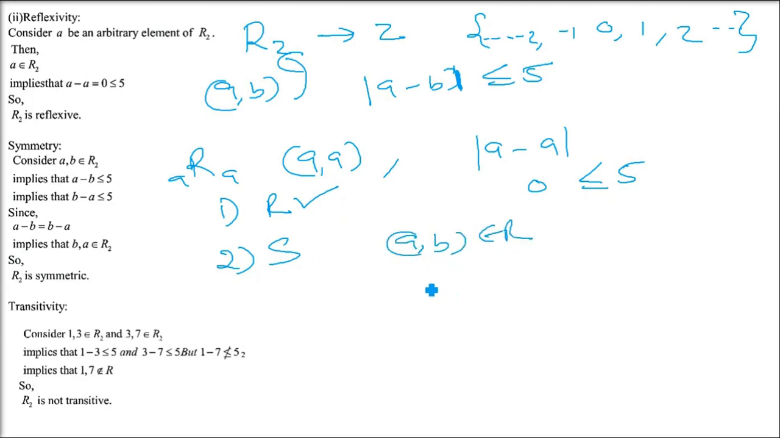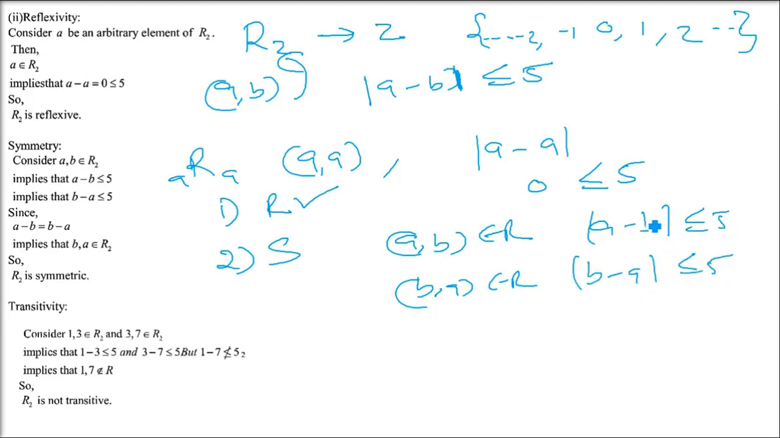If AB belongs to this relation R2, BA should belong to this relation. Just make A minus B and B minus A. See, A minus B and B minus A doesn't matter because there is a modulus sign. Always positive will come. Let me take any number here, or you can try a number also. Or you just see here A minus B and B minus A are equal.